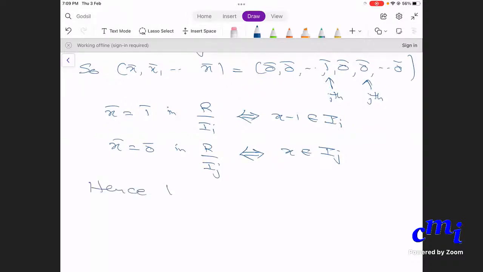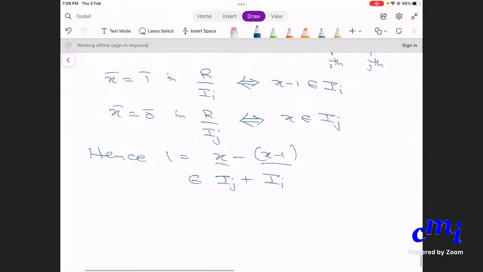And hence 1 equals x minus (x minus 1). This belongs to I sub j plus I sub i. This part is in I sub i, that part is in I sub j. So I've written 1 as a sum of elements of I sub i and I sub j, which means these two are comaximal.